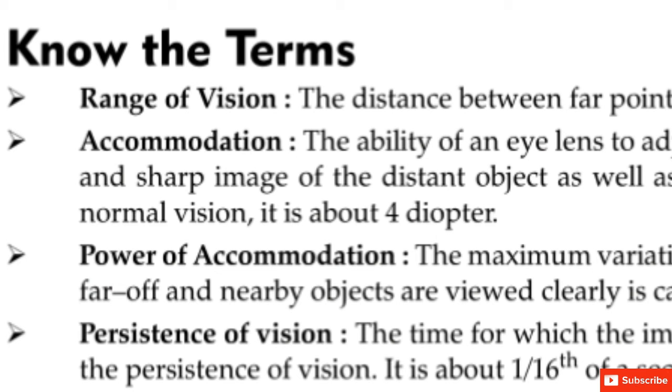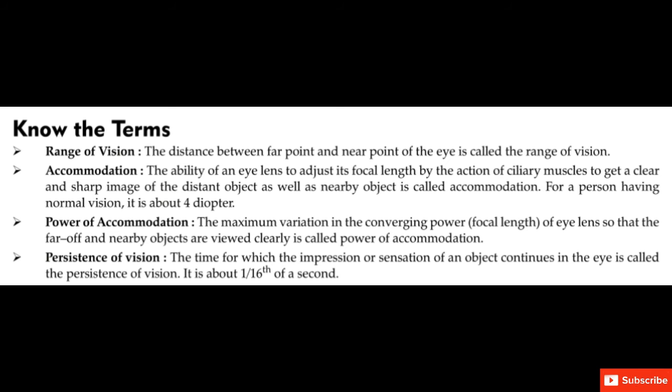Now some terms which are very important from the exam point of view. First is range of vision. Range of vision is the distance between the far point and the near point of the eye. Far point और near point के बीच का जो distance होता है उसे बोलते हैं range of vision. As you know that the far point is infinity and the near point of eye is 25 cm. So उनके बीच का distance between 25 cm to infinity, that is called the range of vision.